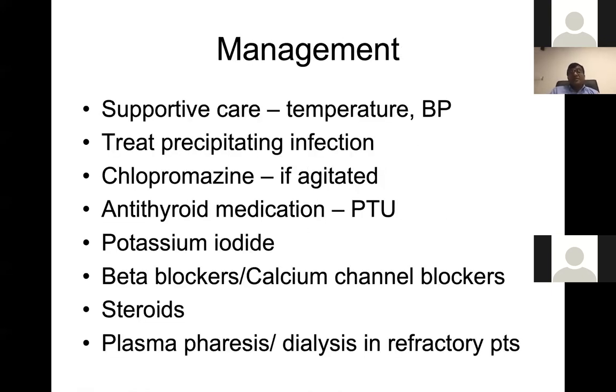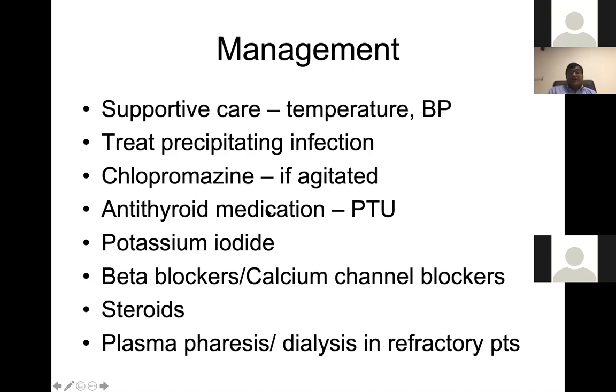In the management, you need to provide a lot of supportive care: temperature control, blood pressure control, particularly if the patient has hypotension, and then treating the precipitating infection. Generally, we will anyway give them empirical, broad spectrum antibiotic therapy. If the patient is agitated, chlorpromazine is a good drug because it has some degree of reducing the temperature. Preferred antithyroid medication is PTU.